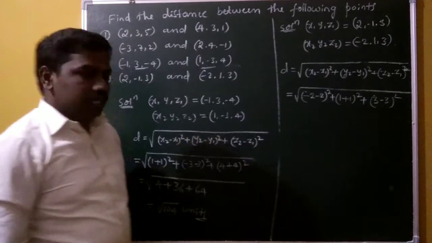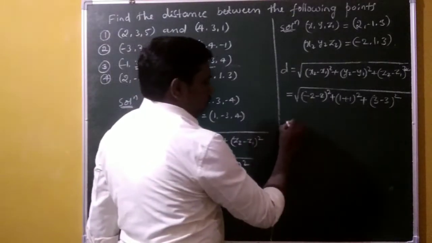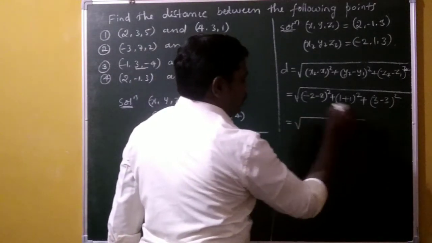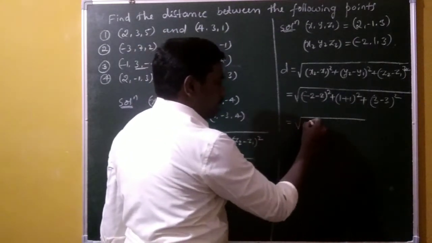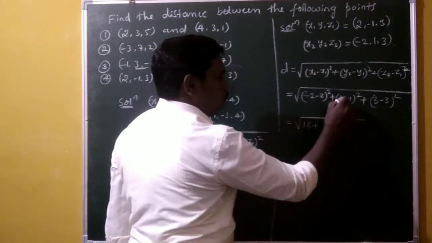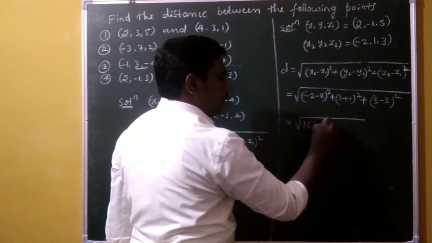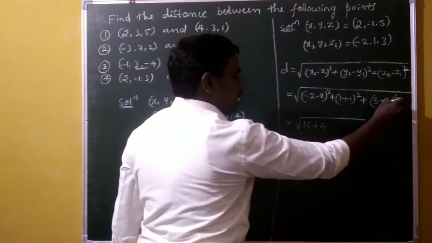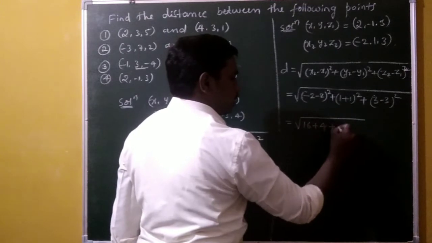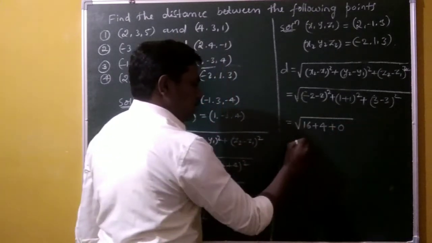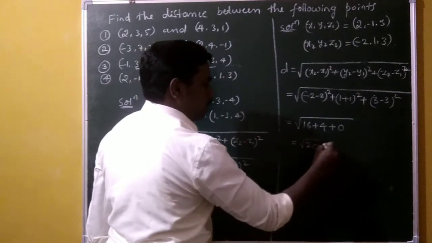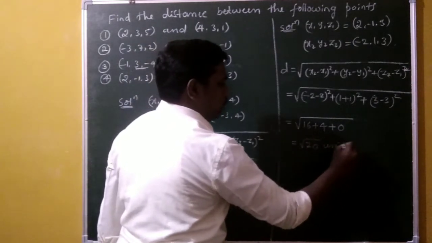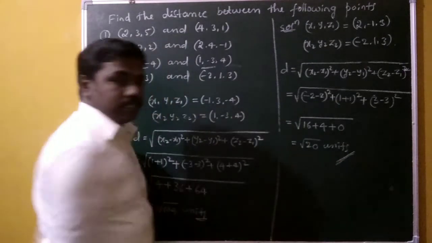Okay, yes, so square root of minus 2 minus 4 whole square is 16. Next, 1 plus 1 is 2, square is 4. 3 minus 3 is 0, square is 0 itself. Right, so 16 plus 4 is 20, root 20 units. Okay, it's very simple.